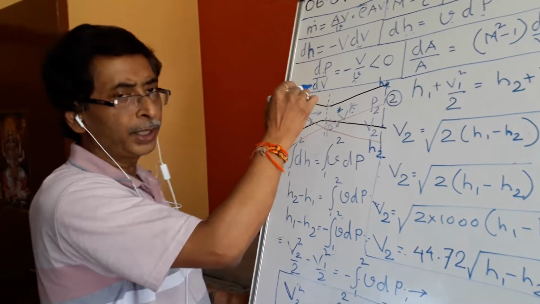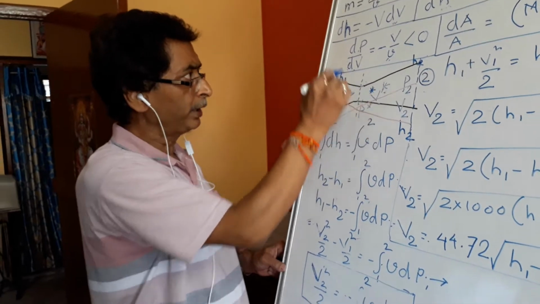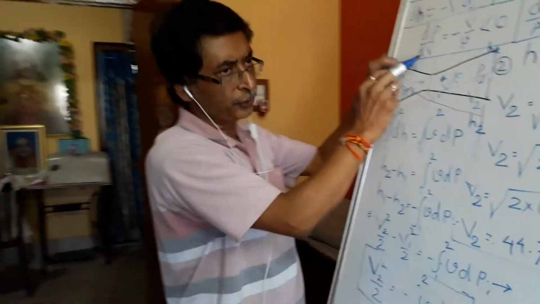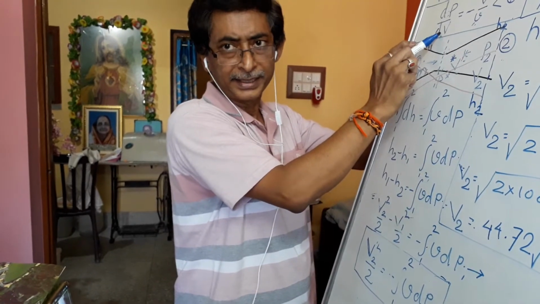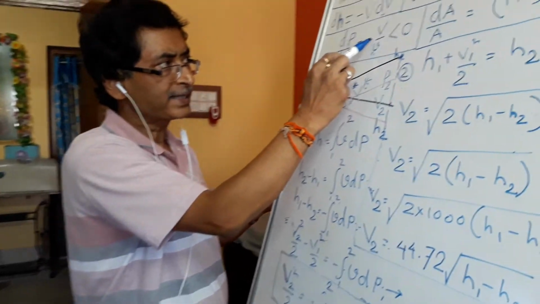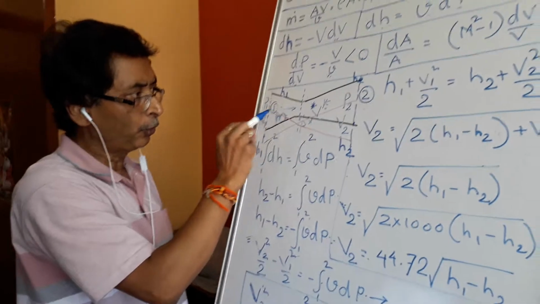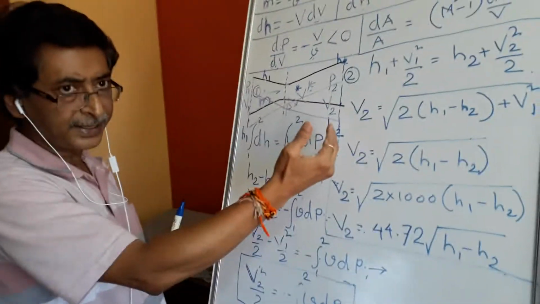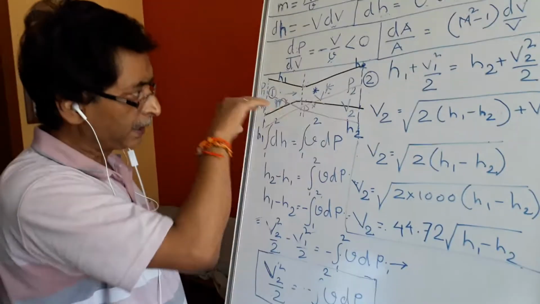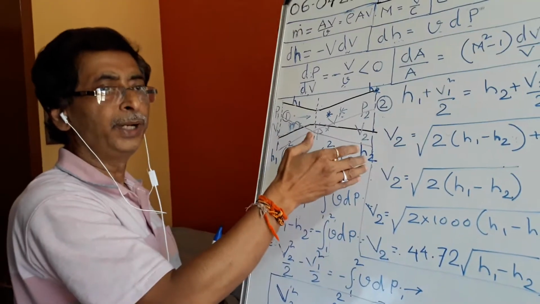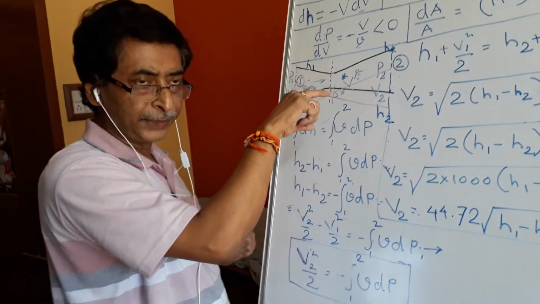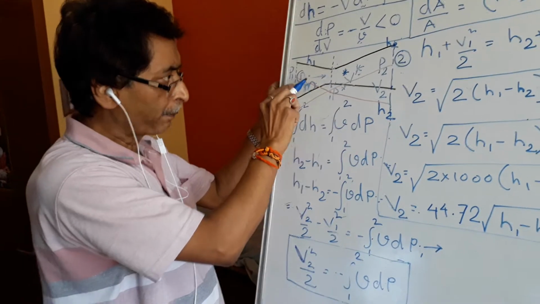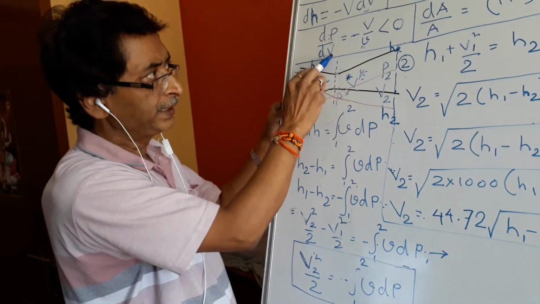Then we came to a conclusion that in the nozzle, if pressure increases, velocity will decrease. If the pressure decreases, velocity will increase, and vice versa. Why? Because the minus sign is there. So that's why we came to know that if the pressure increases, the velocity will decrease, and that happens in the diffuser. But in case of a nozzle, pressure decreases and velocity increases.